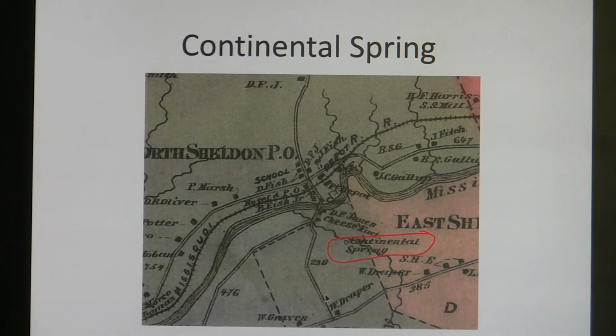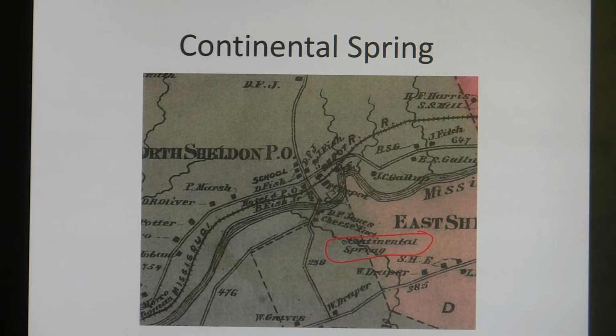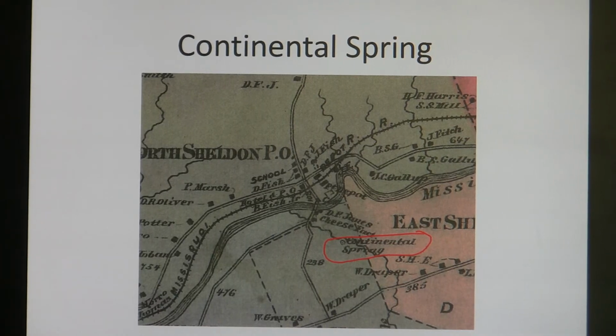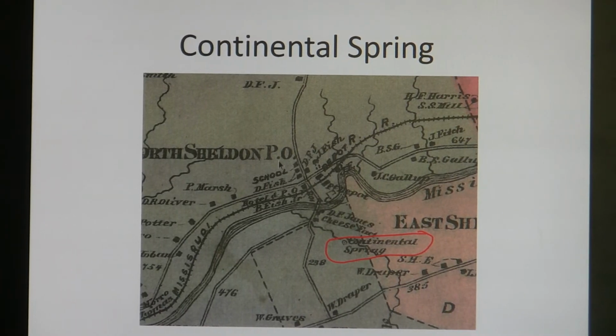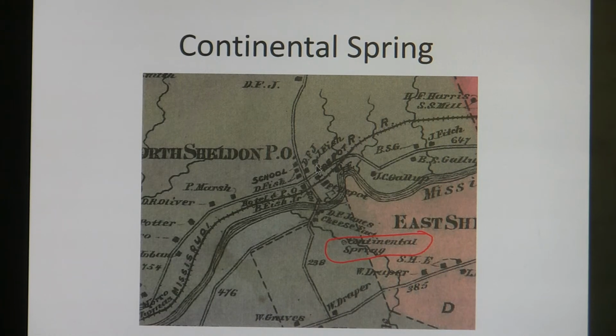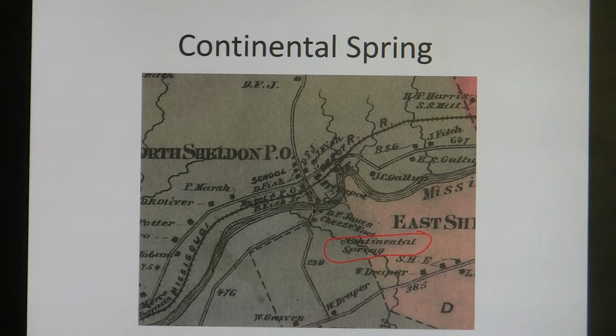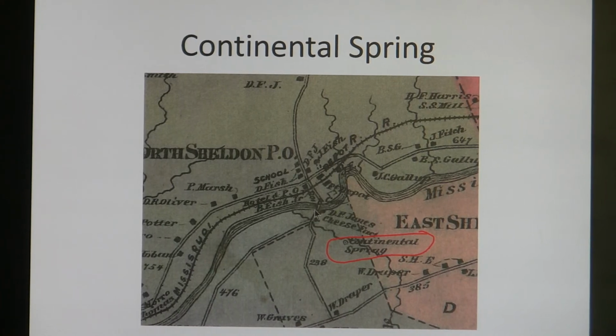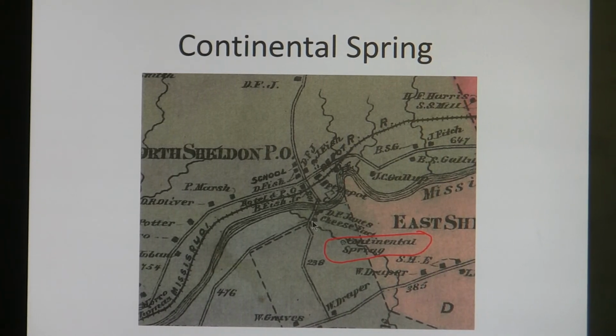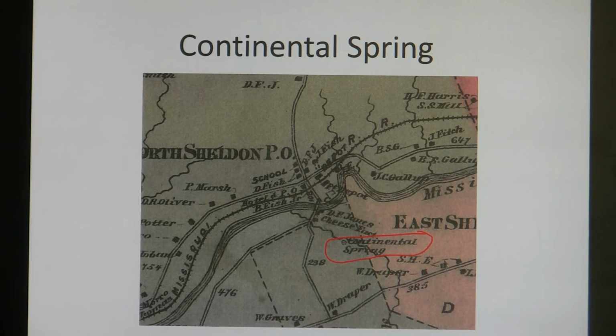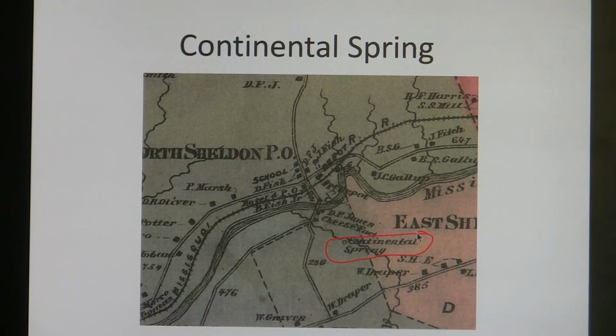Continental Springs is still in existence. It is one that was out on a hillside between what would be North Sheldon, which is right here, and the current intersection of Route 105 and 120. So North Sheldon Bridge, down across the bridge is the Kane Road. Between the Kane Road and the East Sheldon Road on top of the hill is Continental Springs.